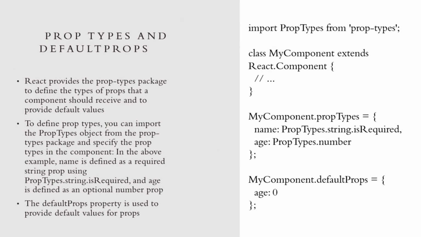Prop types and default props. React provides the prop-types package to define the types of props that a component should receive and to provide default values. To define prop types, you can import the PropTypes object from the prop-types package and specify the prop types in the component.